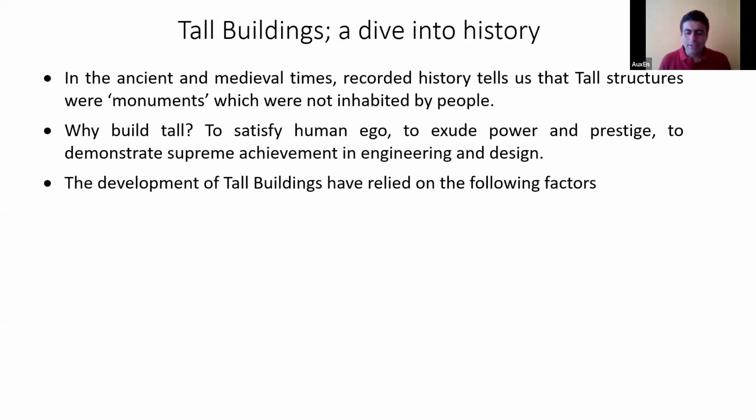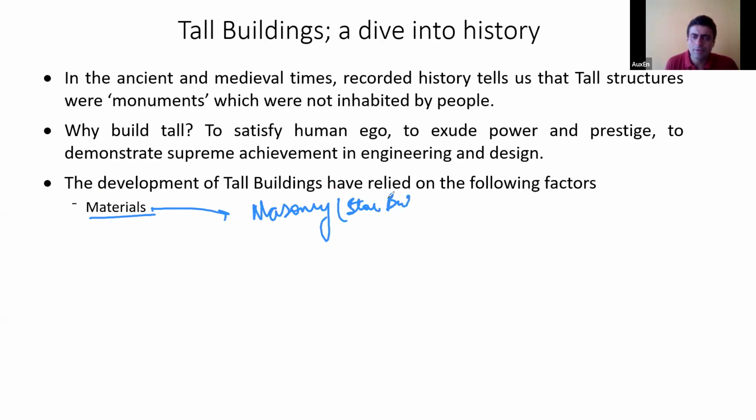Now, over the past so many hundred years, if you look at the development of tall buildings, it has mainly relied on these factors, and the first is development of materials. What do I mean by material? Which were the materials available earlier? Earlier you had masonry-like material. It can be stone masonry or brick masonry. What is the problem with stone or brick masonry?